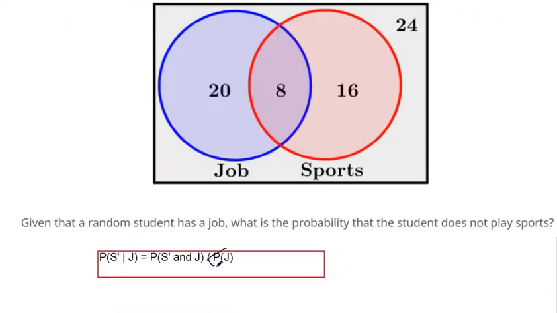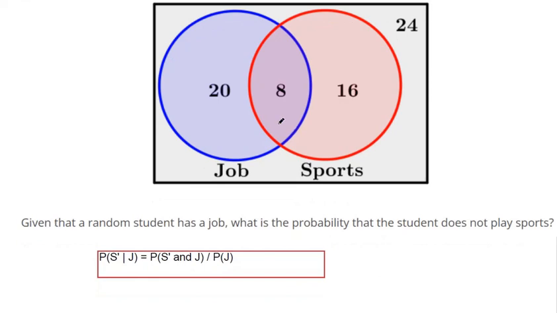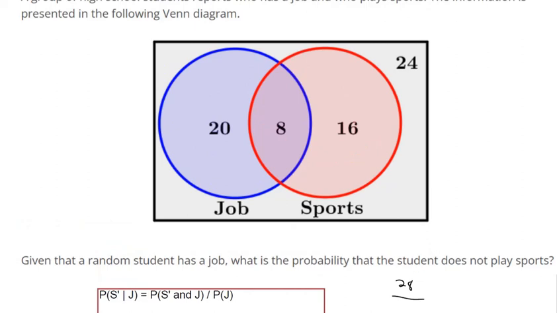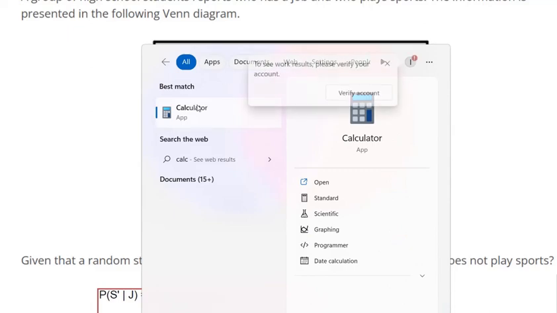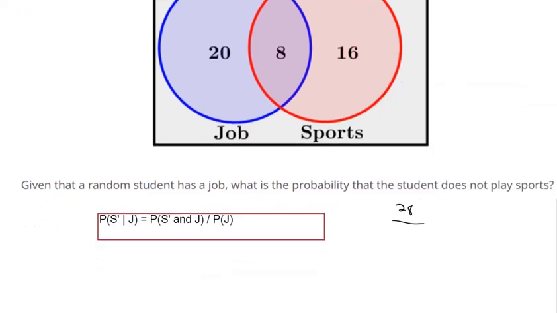Let's start with the bottom one because that's a little bit easier. The probability that a student has a job. For probabilities, we take the number that we're interested in, so the number of students that have a job. There's 28 that fit in that circle. And then we divide it by the total amount. So 20 plus 8 plus 16 plus 24, there's 68 in total. The probability that a randomly selected student has a job is 28 out of 68. That's what goes down here.